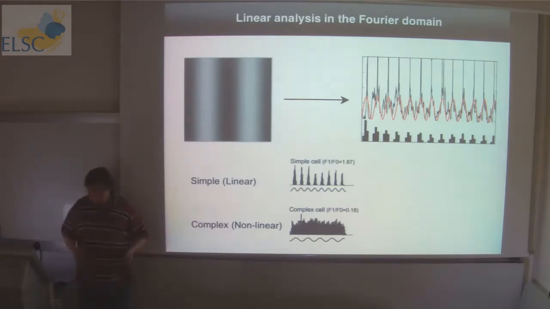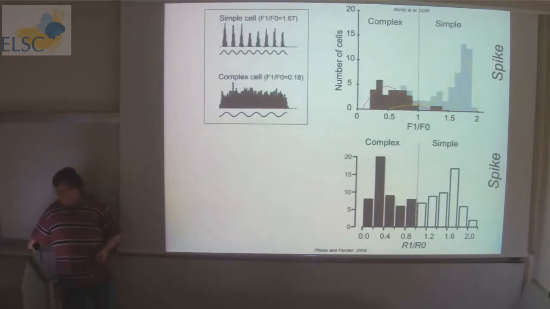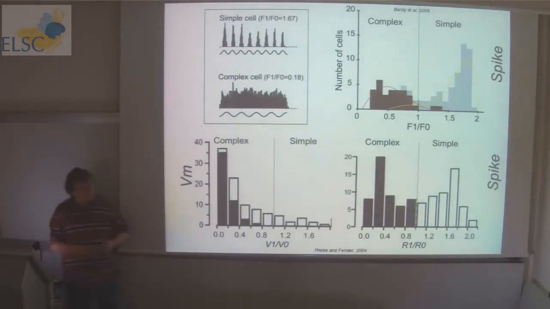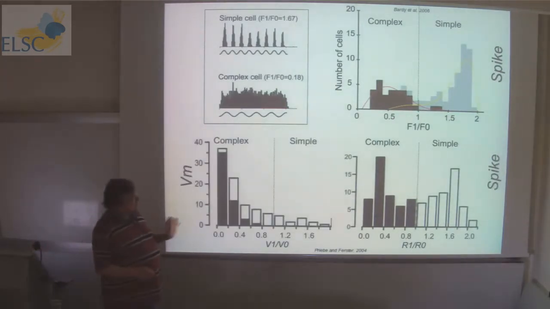So this is the second type of criteria that you can use. And if you use this type of criteria, the story is slightly different depending which author you're looking at, but you're seeing that you find again two distributions of cells, some which are simple, some which are complex, some which are modulating, some which are not modulating. But you see that at the subthreshold level, the story is much less clear. You have an overlap of the distribution of simple and complex cells.